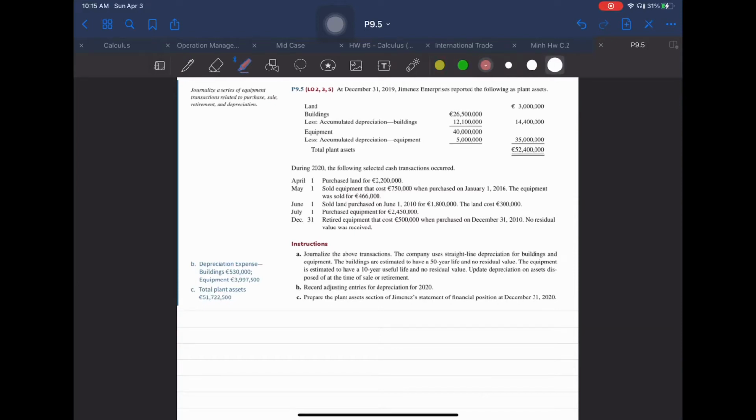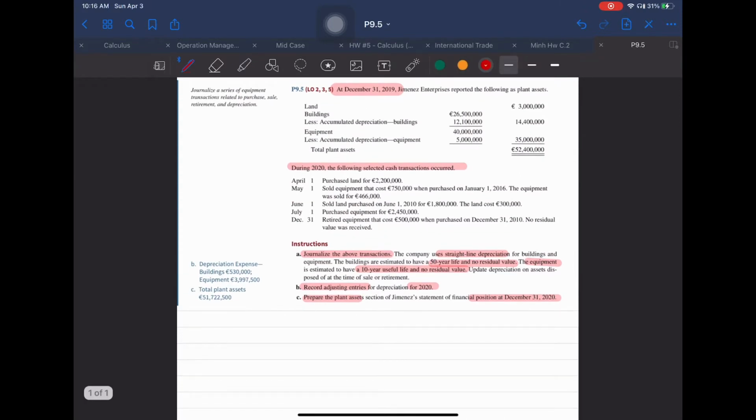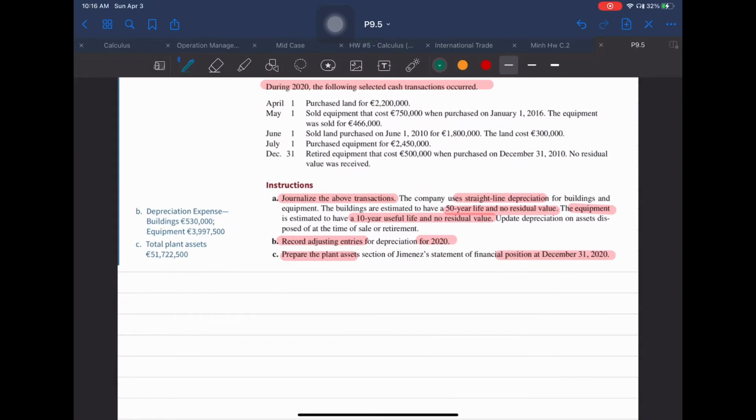Okay, welcome back to Accounting 2. And today we're going to solve P9.5. And the thing that I'm highlighting here is the main point that we need to do in this exercise. So first we're going to see that there's many transactions and they're going to use the straight line method for depreciation expense. And here they also mention they have building and equipment, so pay attention to the terms.